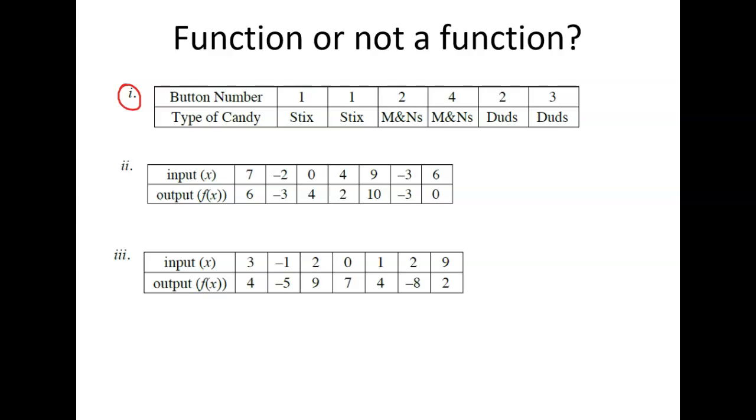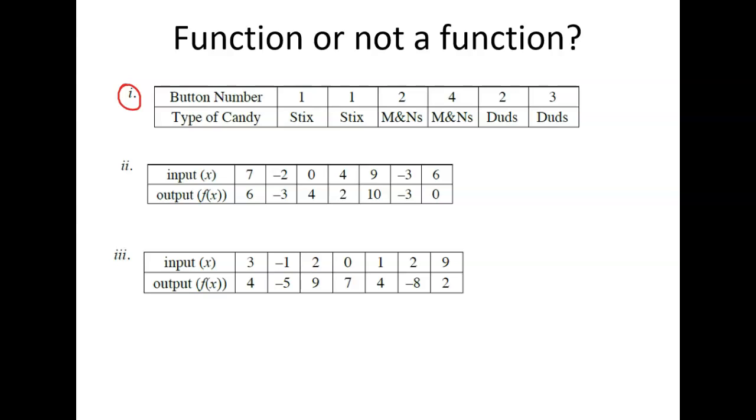Again, here's a little candy machine. So if you press 1, it looks like I could get a Stix, generic for Twix. If I press 1 again, I also get a Stix. If I press 2, I get M&Ns. If I press 4, I also get M&Ns. And then if I press 2 again, I get duds. And I press 3, I get duds. So take a moment. I want you to think, is this a function or not? And why do we think that?